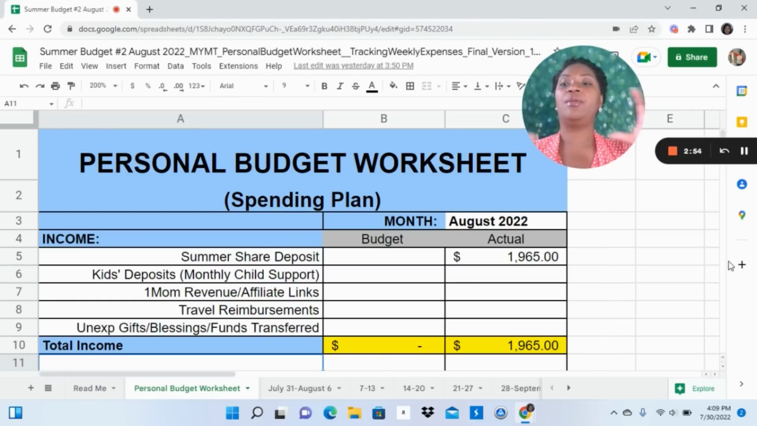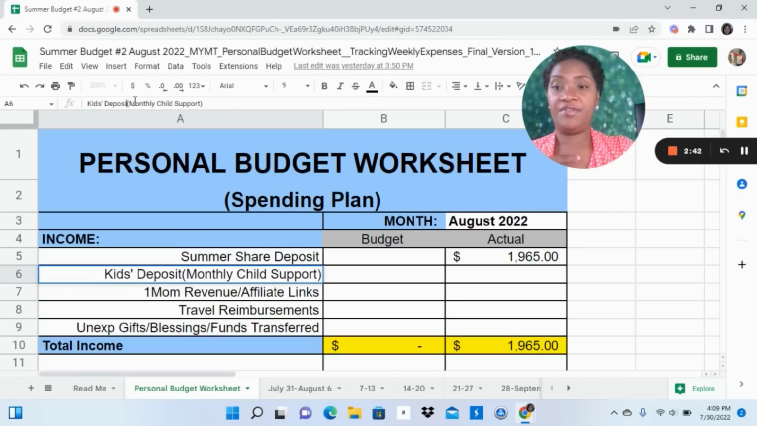I have an income category at the top. So I have my summer share deposit, kids deposits, which is child support. I just need to probably change that to say monthly child support, because Alana has funneled off of child support. So it's just Jackson, and that is just for Jackson. So of course I'll make some adjustments here.